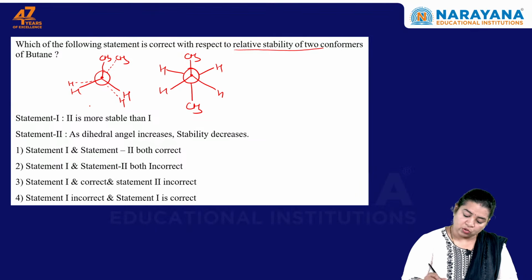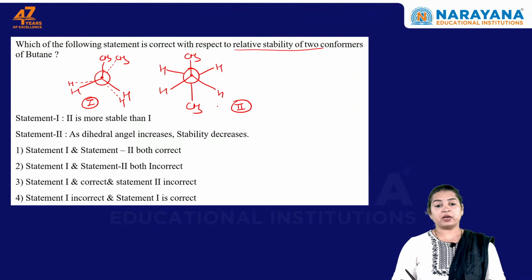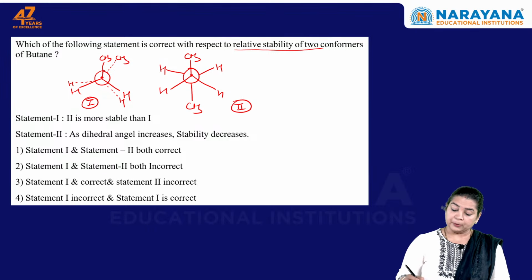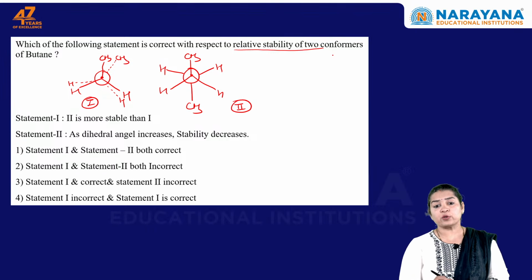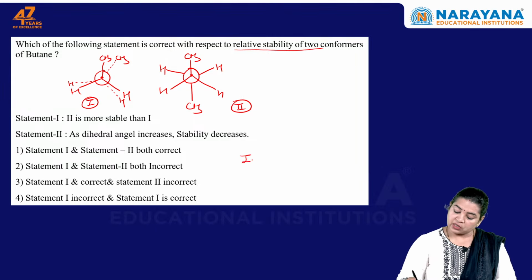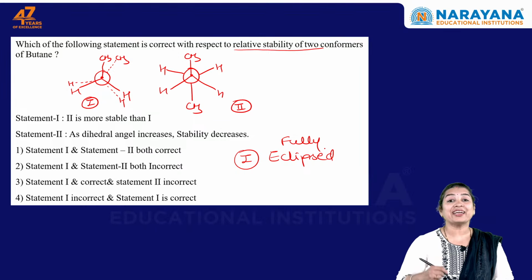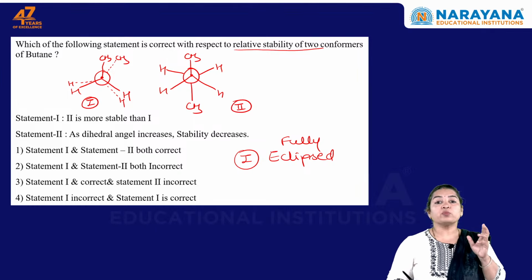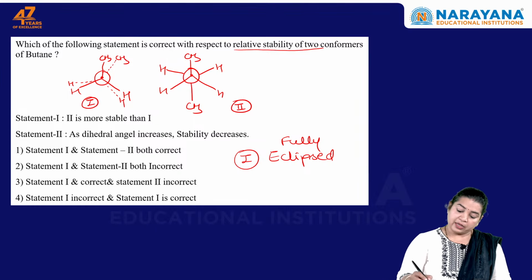And all those who have done conformers, this is one of the easiest possible questions we can expect. Relative stability of 2 conformers. The first conformer along the C2-C3 bond is the eclipsed, and that too the worst possible, fully eclipsed. Due to strong repulsion, the first is going to be the most unstable of all, right?